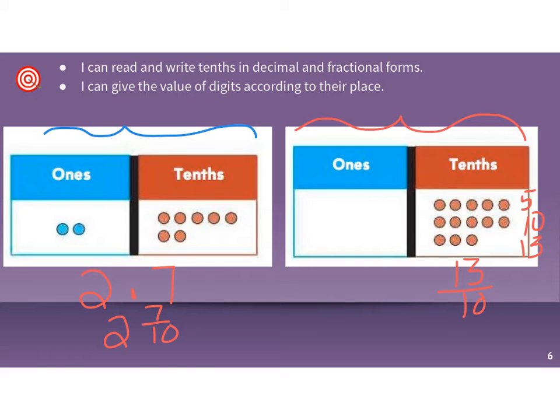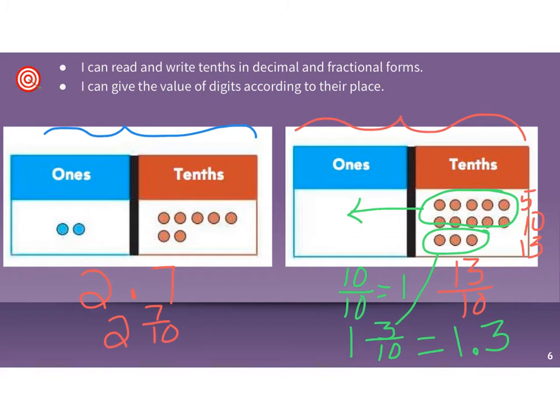Well, we just saw in the previous slide as a reminder that every 10/10 equals 1 whole. So really, I've got 1 whole and then 3/10 of another. So this is 1 and 3/10 as a decimal, 1.3, 1 and 3/10. So I'm always thinking of tens or groups of tens.